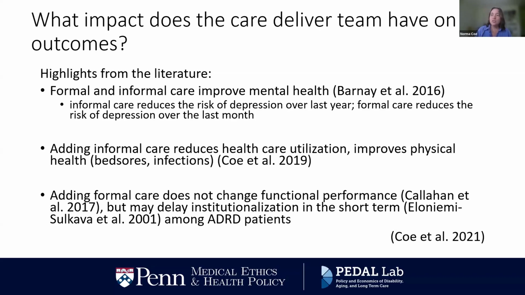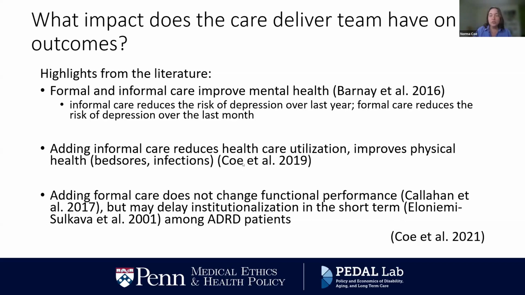And so there were a few papers that looked at the causal relationship between the care delivery team and patient outcomes. These are some of them here. And they do seem to find some differences in health based on who's providing care. So for the Barnett paper, they found that the risk of depression changes whether or not they have informal care versus formal care. Interestingly enough, it was a difference in time horizon. So family care or informal care reduces the risk of depression over the long term, but formal care had a more immediate impact within the last month.